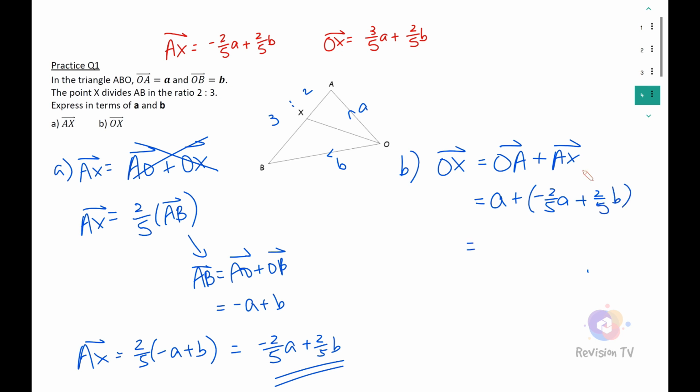Expand a bracket. Plus and minus makes a minus. Plus and plus makes a plus. So 1a minus 2/5 of a is the same as 3/5 of a. The plus 2/5 of b has nothing to do with it, and that's the answer.